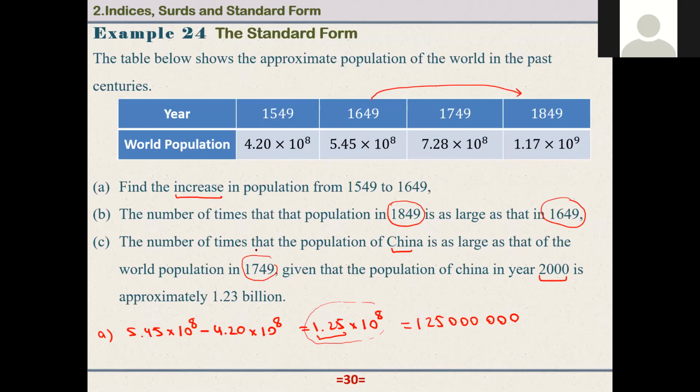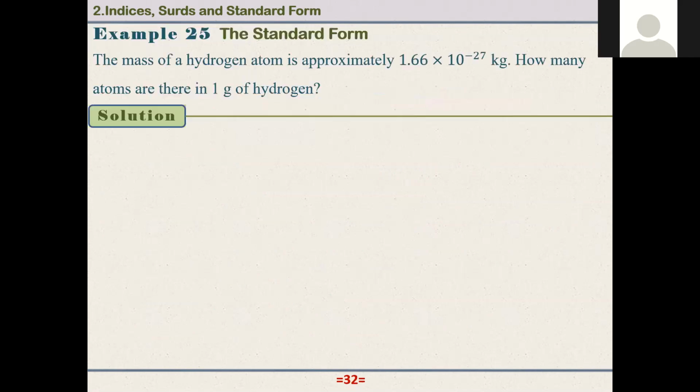You need to do the same thing as you did in B, but with the population of China compared to the population of the whole world. In 1849? No, in 1749. Okay. So we should just divide this number, right? 1.3 billion. Billion means 10 to the power 9, by this number, right? And just simplify and get the answer. Okay. That is one question about standard form.